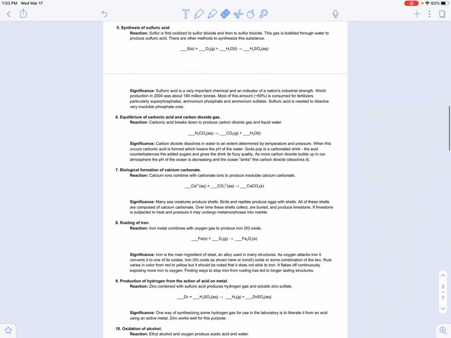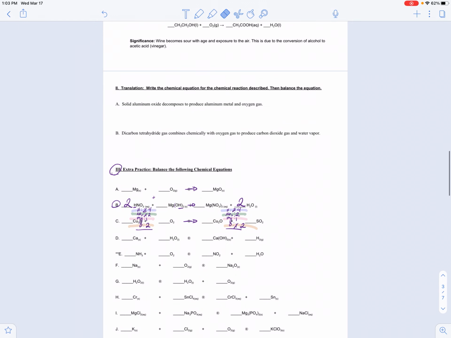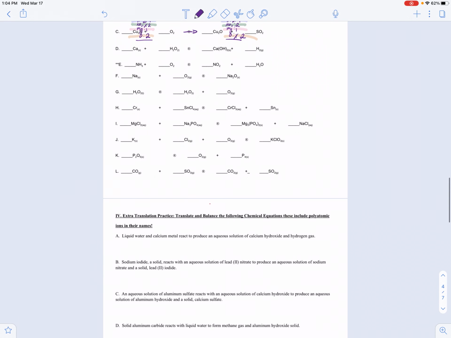You are going to be doing part 1 with your partner, then part 2, which is a translation. So you're going to go from names and figure out the formulas of these names, try to write out the chemical equation, and then also balance it. So this one's going to be a little bit trickier. So you'll do part 1, then you'll do part 2, and then you do part 3, and some of these get a little bit harder, so they'll challenge some of your balancing skills.